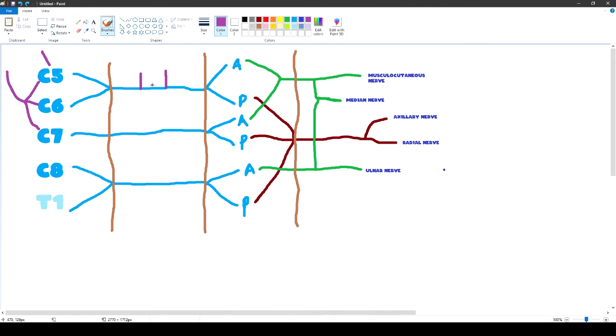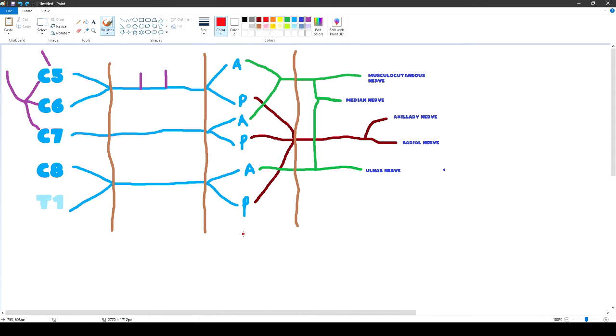Now the upper trunk gives two smaller branches, so what's left of the upper trunk is very little in comparison to the lower trunk. So let's just say this: what's left of the upper trunk is less, what's in the middle trunk is less, and the lower trunk is a lot. So less, less, a lot. Now let's get into the divisions. Let's compare them with each other.